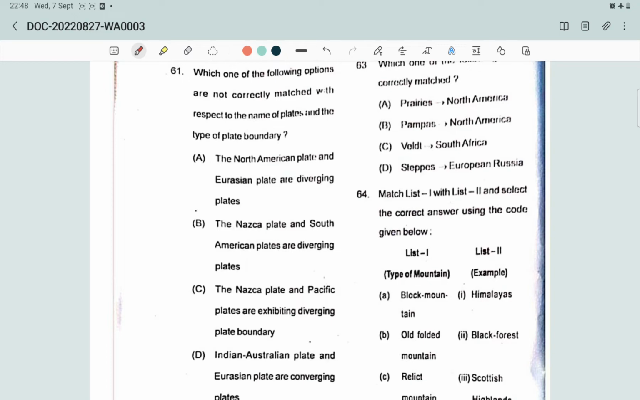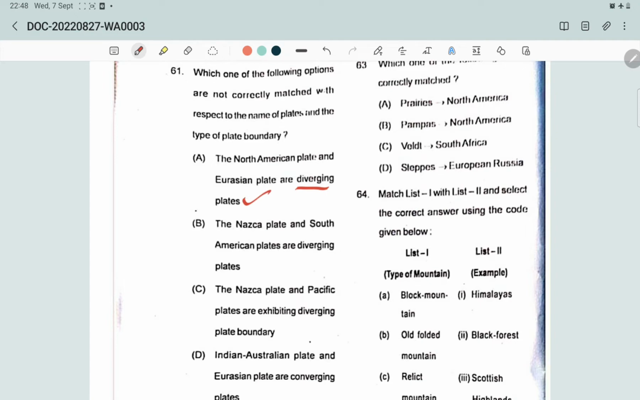The statement A, that the North American plate and the Eurasian plate are diverging plates, is a correct one because the North American and the Eurasian plates are moving away from each other along the line of the Mid-Atlantic Ridge, and they both are diverging plates. So this is a correct statement.